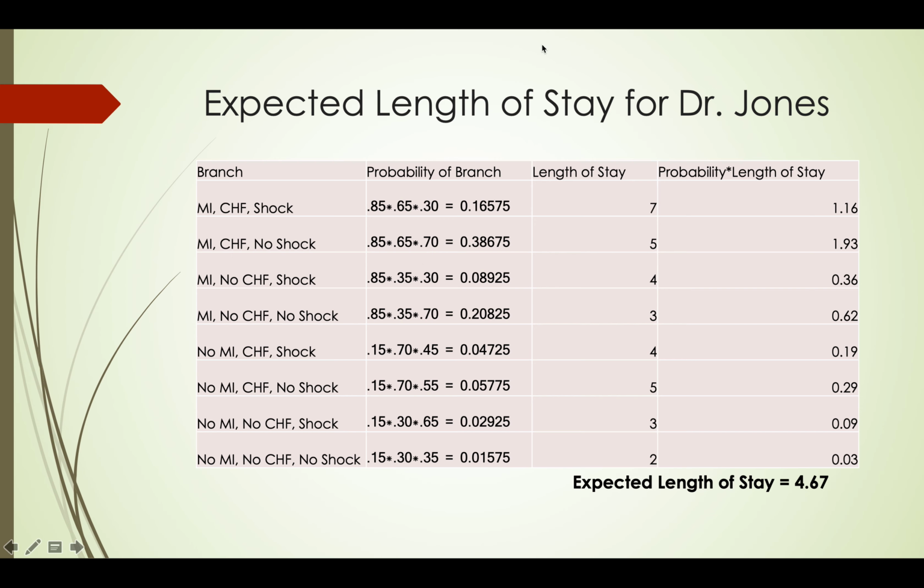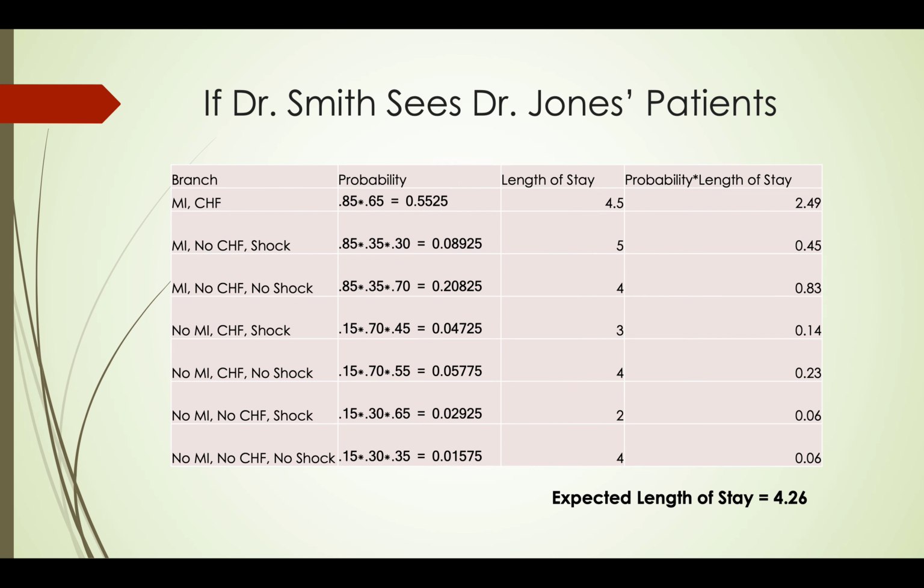Now we see the expected length of stay for Dr. Jones, where we did the same thing, but on Dr. Jones's tree. We listed each branch here. We multiplied together the individual probabilities to get an overall probability. We listed the length of stay here, and then the probability was multiplied by the length of stay to get this value. These were all added together to get an expected length of stay of 4.67 days. So we see that Dr. Jones has a longer expected stay than Dr. Smith.